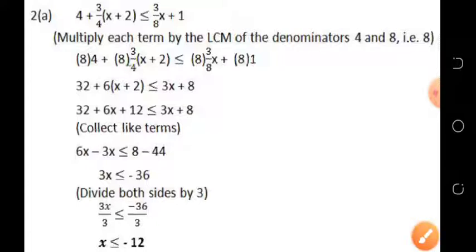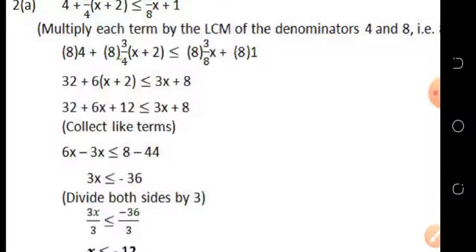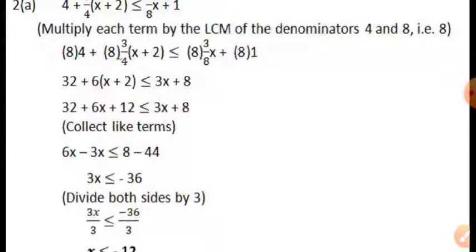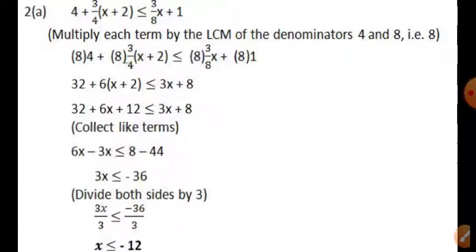Now what do we do? We multiply each of the terms. We have 4 as a term. We also have 3 over 4 into bracket x plus 2 as a term. We have 3 over 8x as a term and 1 as a term. So you multiply each of these terms by 8. Now we have 8 times 4 plus 8 times 3 over 4 into bracket x plus 2 less than or equal to 8 times 3 over 8x plus 8 times 1. That is what you have there.